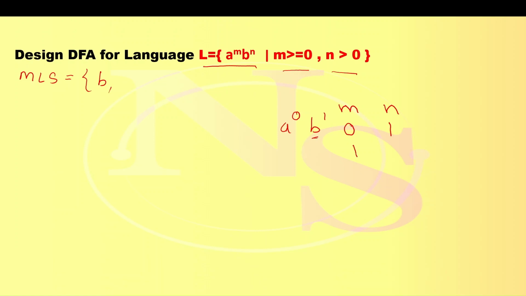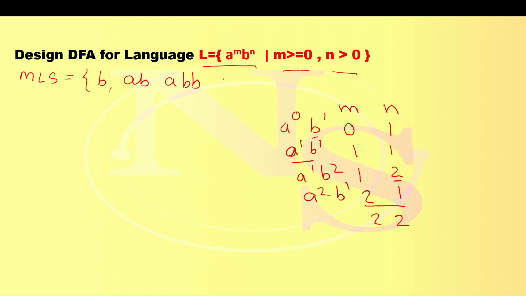Similarly, if I keep m as 0 and n as 1, we get a1 b1. Similarly, if m is 1 but n is 2, or m is 2 and n is 1, or both are 2, we can write down the strings: ab, or a1 b2, which means a single a followed by double b, or a2 b1, which means 2 a's followed by 1 b, and a2 b2 means 2 a's followed by 2 b's. Like this we can design the strings.